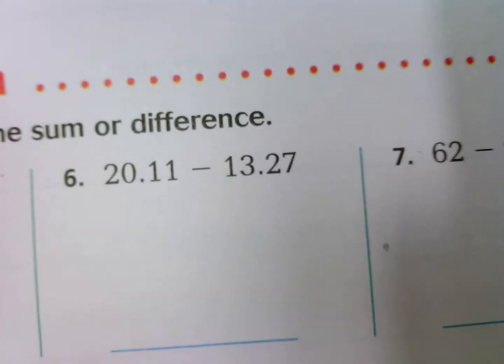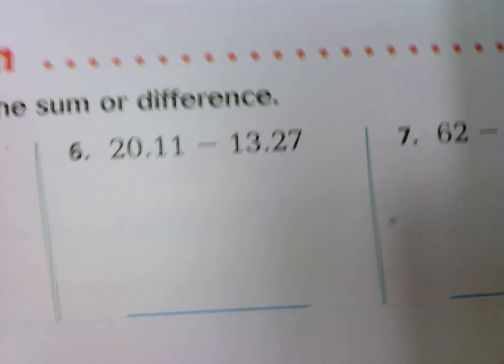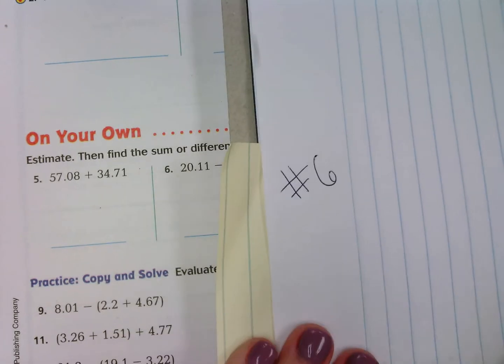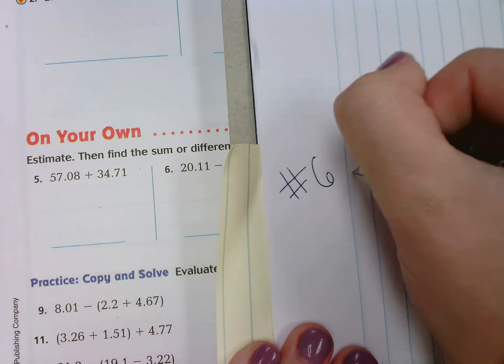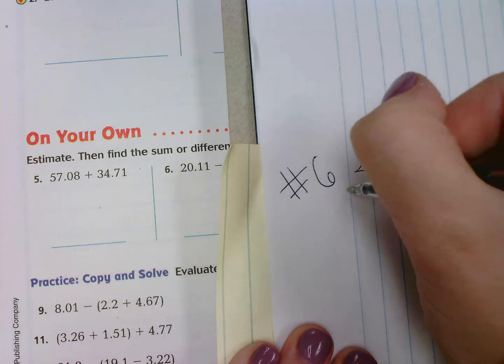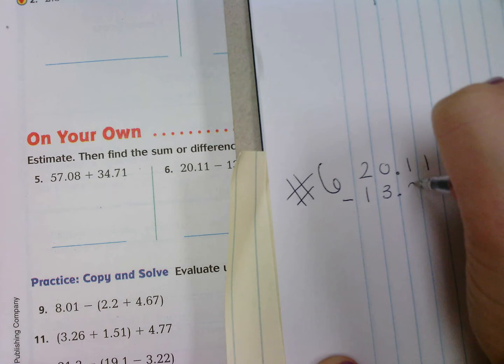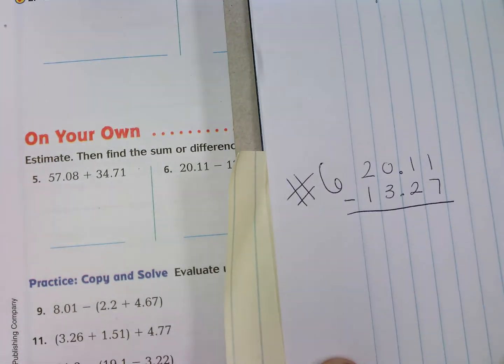And that is 20.11 minus 13.27. All right. I'm going to write that on my sheet, which is 20.11 minus 13.27. All right.